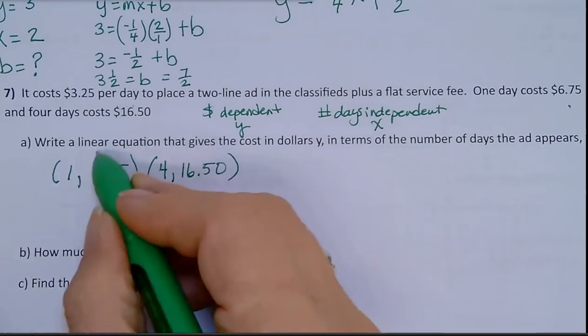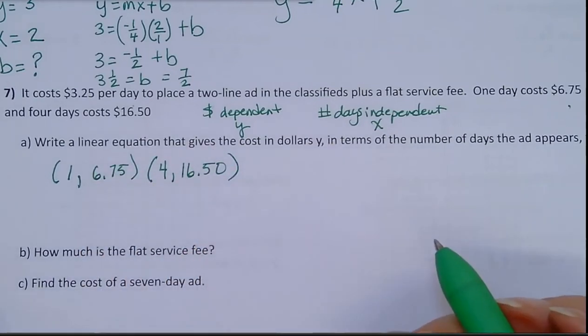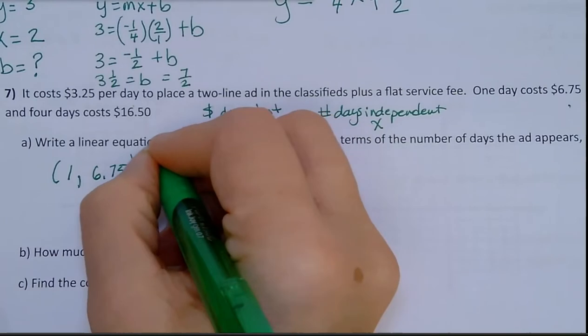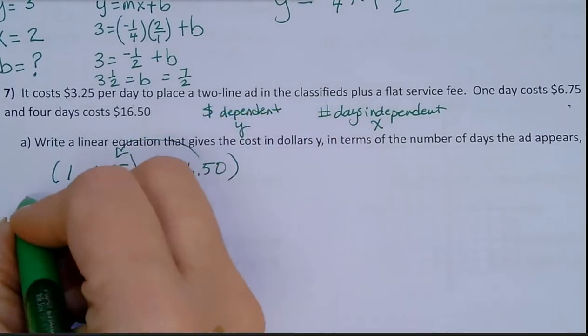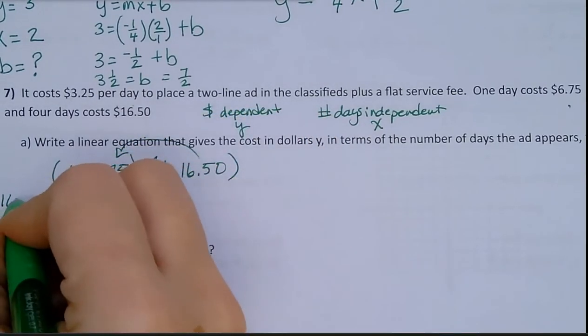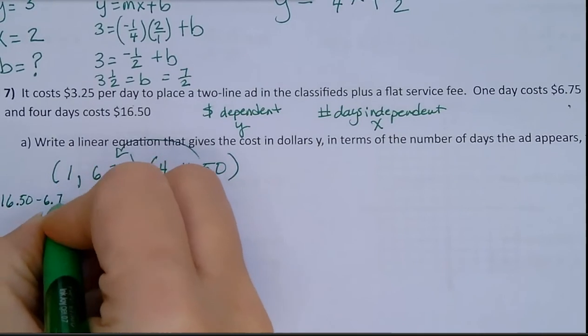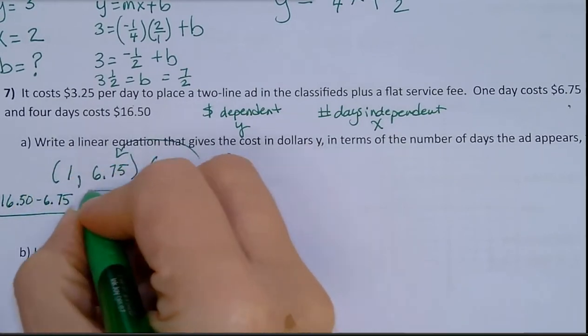Okay, I can find my slope here. I say $16.50 minus $6.75, all over 4 minus 1.